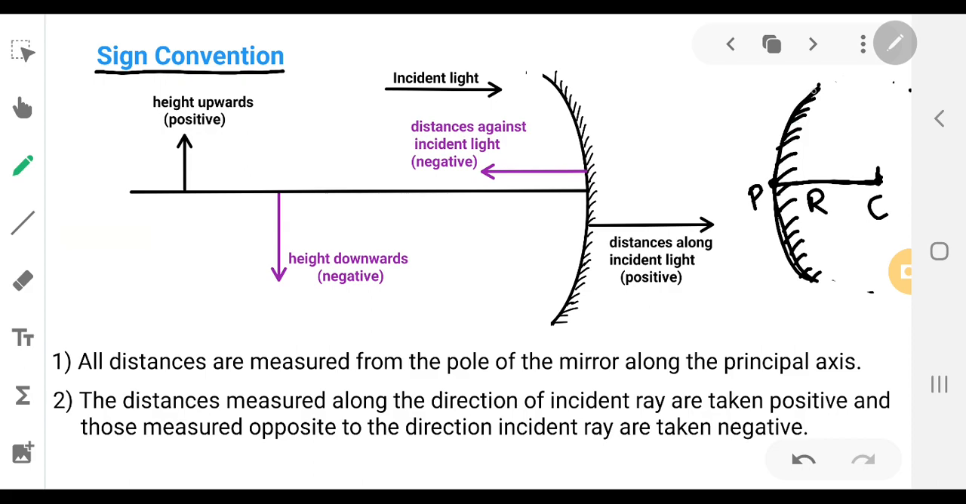Now what is the possibility of the incident ray? It has to fall like this. So this is the direction of the incident ray. How are we measuring the radius? From the pole to the center of curvature, which is in the direction of the incident ray. So the radius of curvature value is taken as positive in the case of a convex mirror.